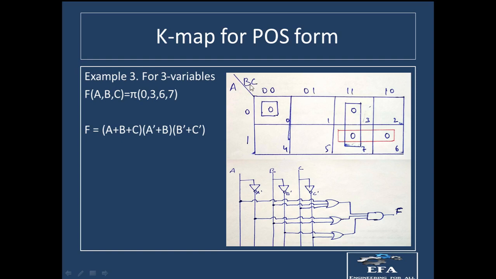Okay, on the other side we are having bc. So b and c both are constant, they are not changing, so we have to keep them. Now because these are 1 and 1 and we are talking about the POS, therefore we have to take b complement plus c complement. So b complement plus c complement is coming from here.